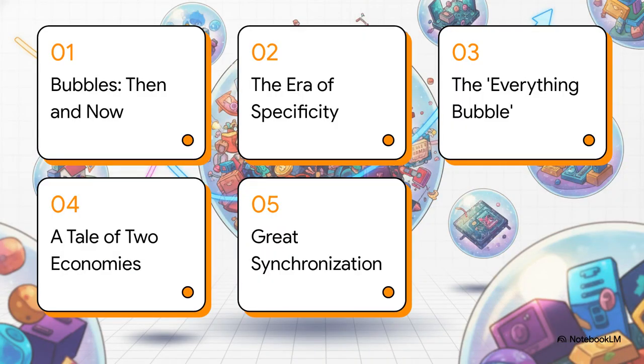So here's how we're going to break this down. First, we'll look at how bubbles used to work in what we'll call the era of specificity. Then we'll get into this modern everything bubble, put the two side by side to really see what's changed, and finally, we'll look at the biggest risk this new world creates, something called the Great Synchronization.